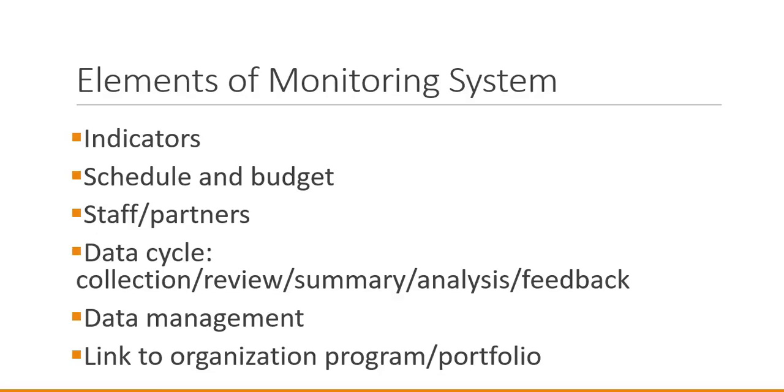The monitoring and evaluation plan is part of the monitoring system, and an effective monitoring system has 6 important characteristics. One is indicators, as we're looking at in detail in the monitoring and evaluation plan. The other is schedule and budget, the people and the dollars we can spend on monitoring and evaluation. Who are the particular people to be assigned to monitoring and evaluation, staff and partners?